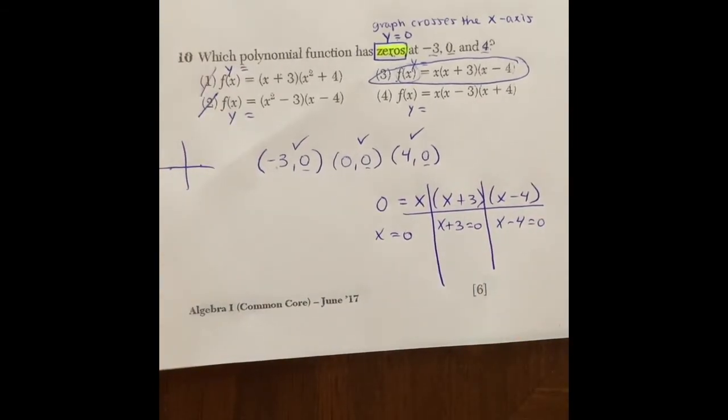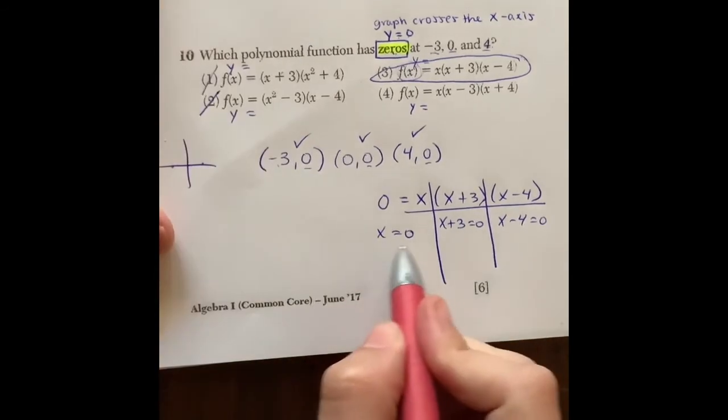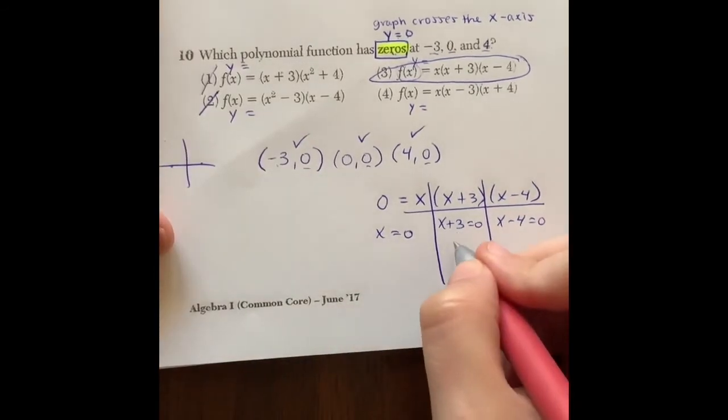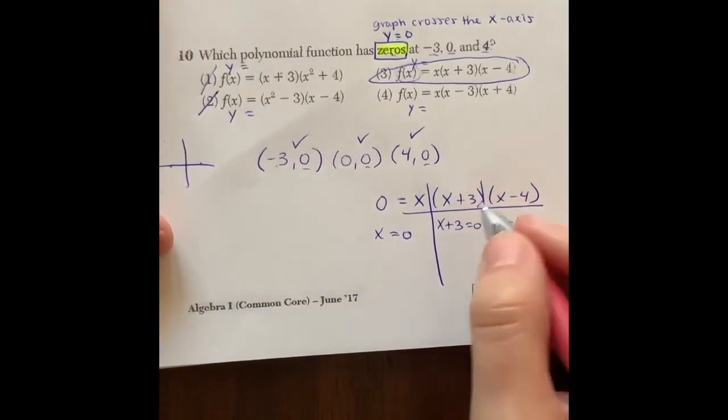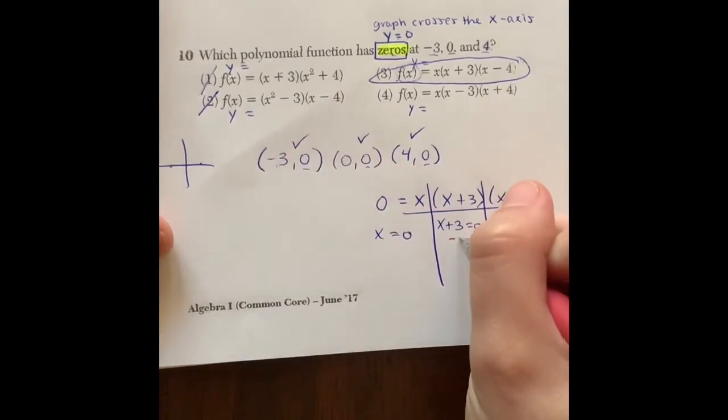But then I would have to solve these out. Okay, there's nothing to solve here. It's already x equals 0. But I would have to solve both of these. So it's definitely more work this way. Again, the calculator is the best way.